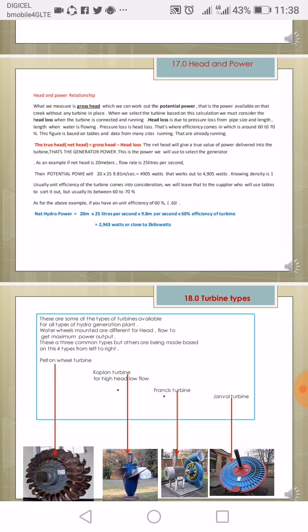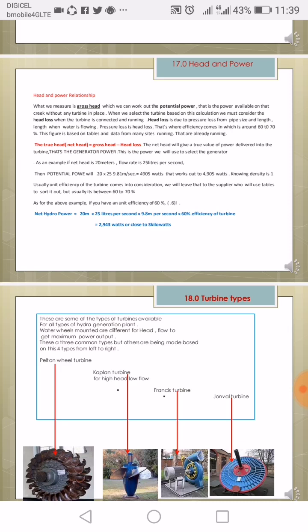Now potential power. Suppose, as an example, net head is 20 meters and flow rate is 25 liters per second. So 25 liters per second times 20 times 9.8 meters per second squared makes 4,905 watts. That is the potential power.